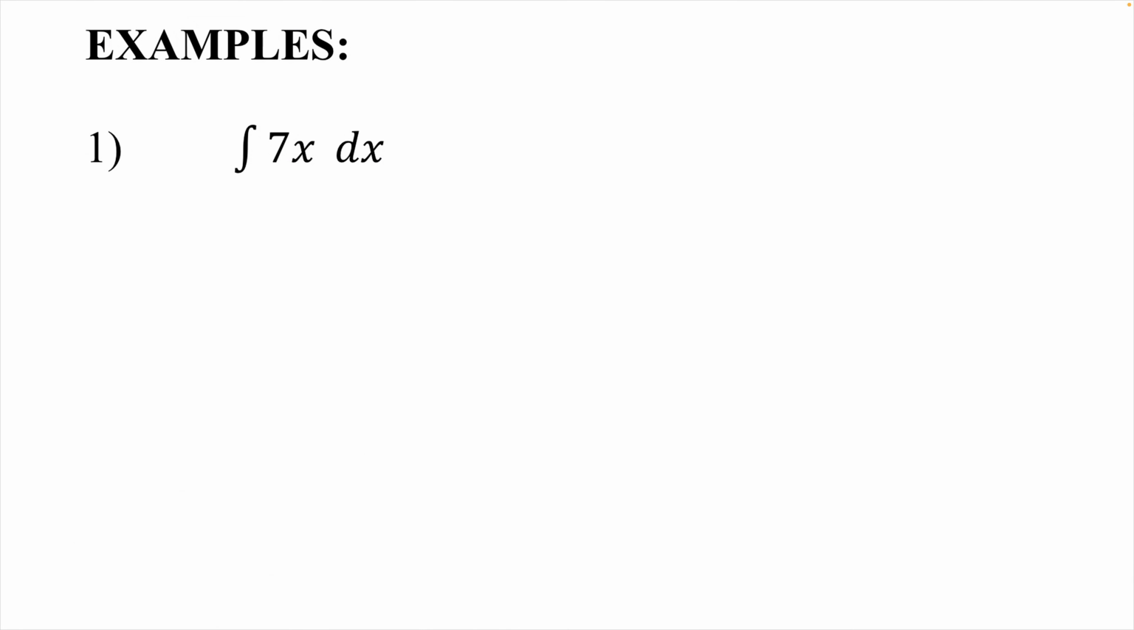Examples. I threw a bunch of examples on here. 7x. There's 2 ways to do this. I can use the power rule right now, or you can move 7 to the front and just find the antiderivative of x. Most of you wouldn't do that. Most of you would just say, okay, 7x to the second power divided by 2. What does the power rule say? Add a power, divide by that new power. So it would be 7 over 2 x squared plus c.